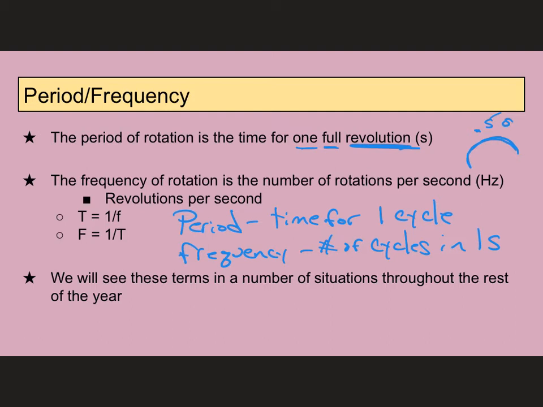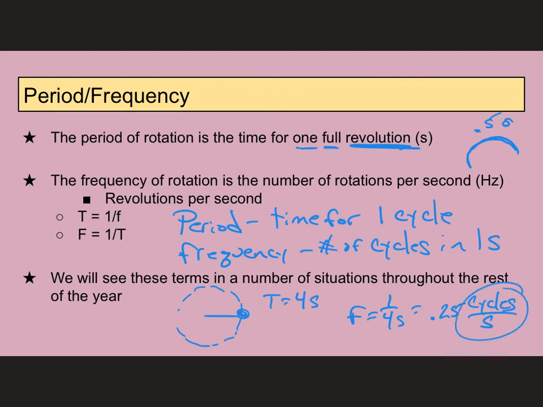So let's say we have a ball on a string that travels around in a circular path, and the time it takes is 4 seconds for 1 cycle. So then our frequency would be 1 over 4 seconds. So that's 0.25 cycles per second, and this unit of cycles per second is hertz, which we symbolize with a capital H, lowercase z. And we're going to see both these terms, period and frequency, throughout the next couple of units.